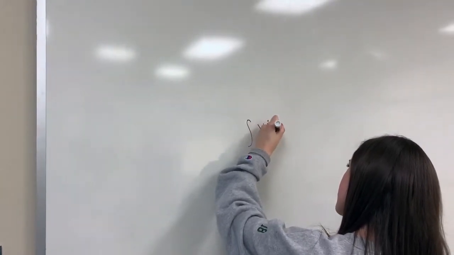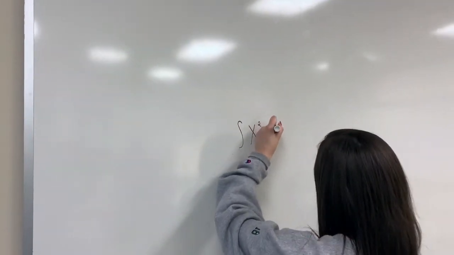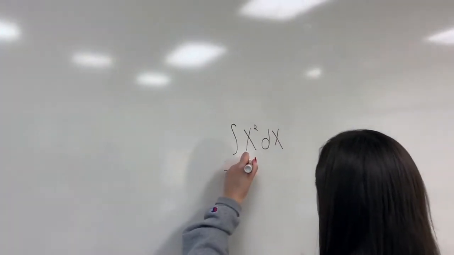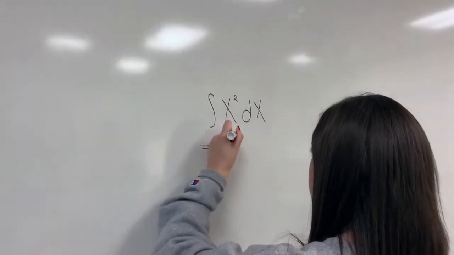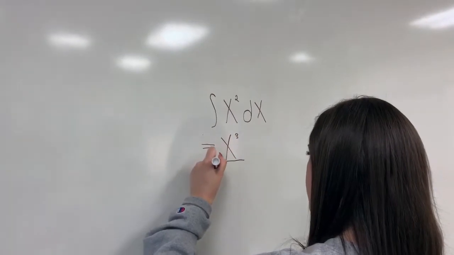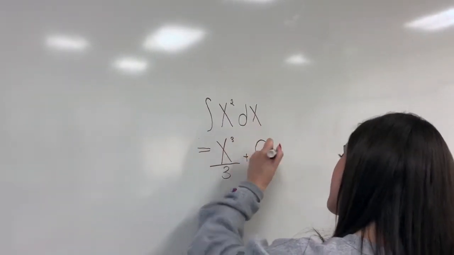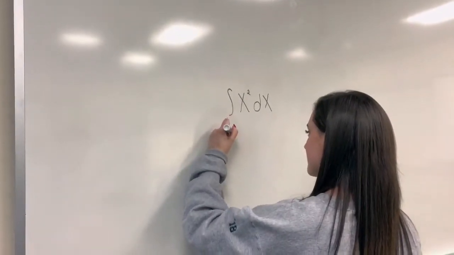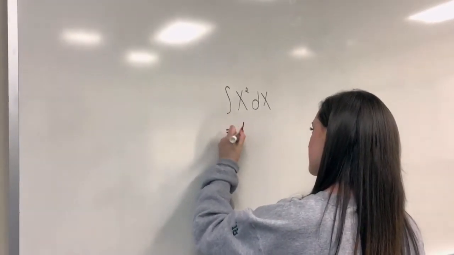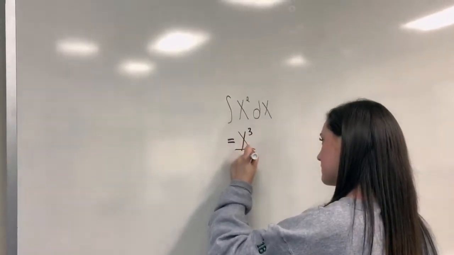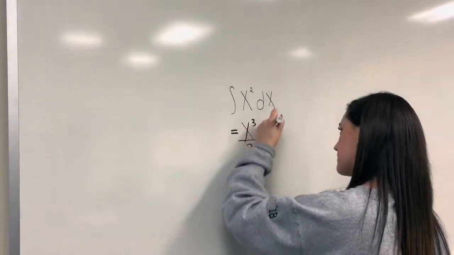Finding the antiderivative of x squared, we increase the power by 1 to get x cubed, and then divide by the new power, so divide by 3, plus c. Another antiderivative of x squared also includes x cubed over 3 plus 5.